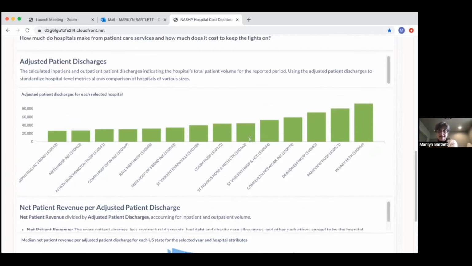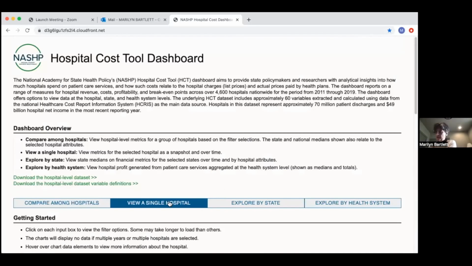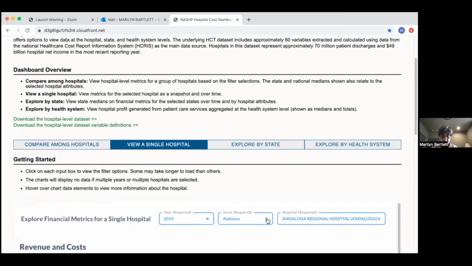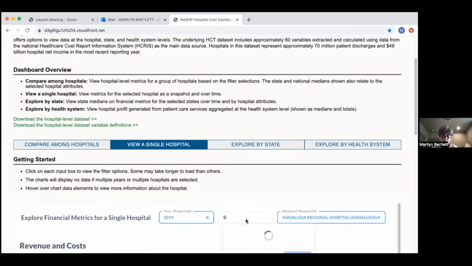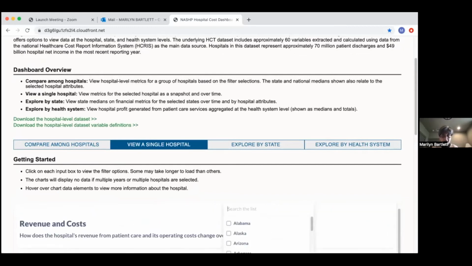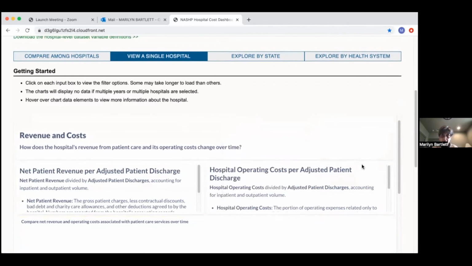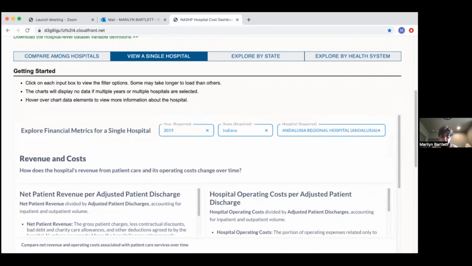So let's take a look at a specific hospital. And we're going to continue along our trend of looking at Indiana. So we're going to view a single hospital. And for this case, I have Montana internet, you guys, I'm sorry. There's Indiana. And I have to get this down just a little bit so I can add the filter. And then I'll scroll back up.